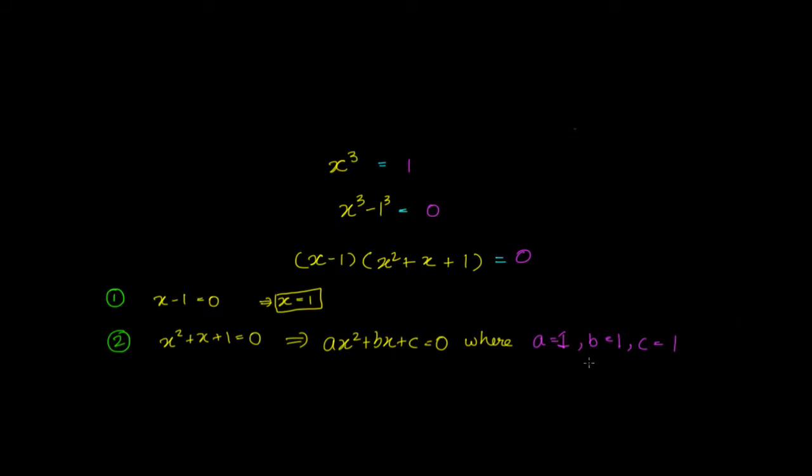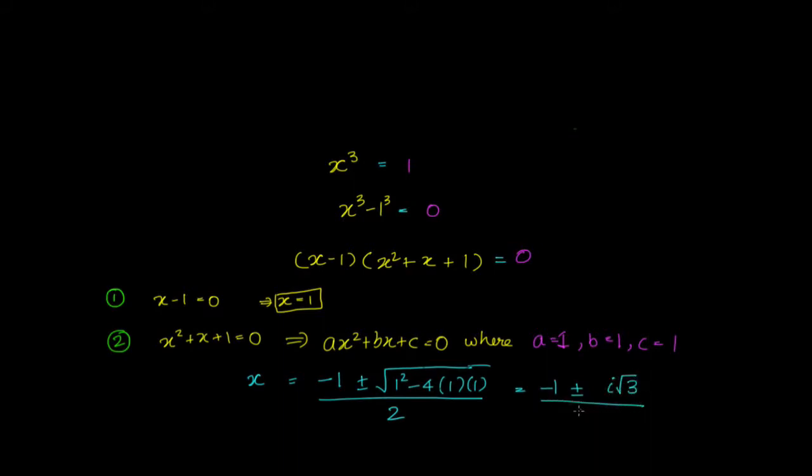So now when we solve this part, we'll get x is equal to minus b plus minus root d. D is discriminant, b square minus 4ac. So 1 square minus 4 into 1 into 1 divided by 2a, which is 2 into 1, which is 2, which is equal to minus 1 plus minus root of 1 minus 4. Complex numbers come here. So 1 minus 4 is minus 3, which is root minus 1 into root 3, and root minus 1 is i. So i root 3 by 2.